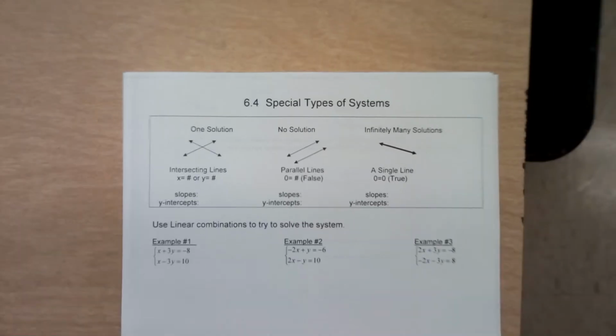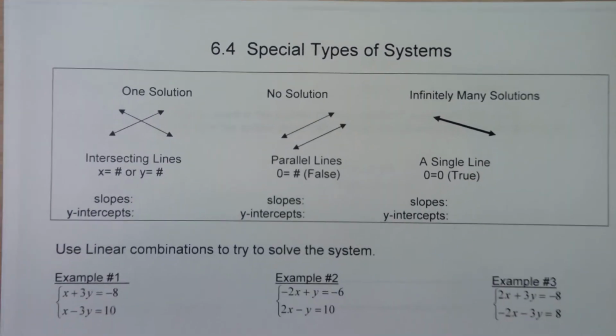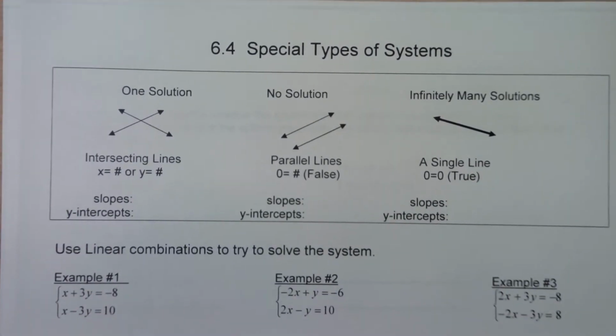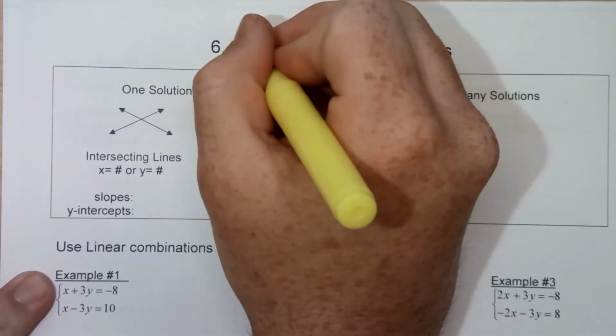So we've been solving systems all unit. That's what this whole unit was about, right? It started with solving systems by graphing, where we graphed the two lines and found the intersection. Then we did solving by substitution. Then we did solving by linear combination. Okay, so today we're doing special types of systems.